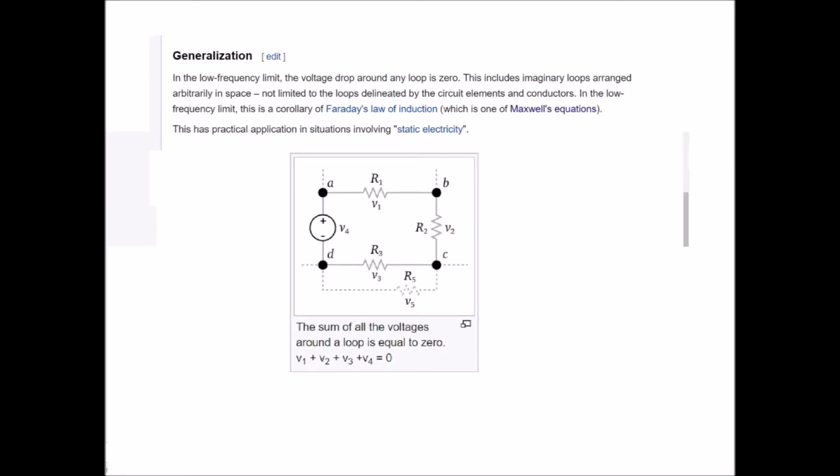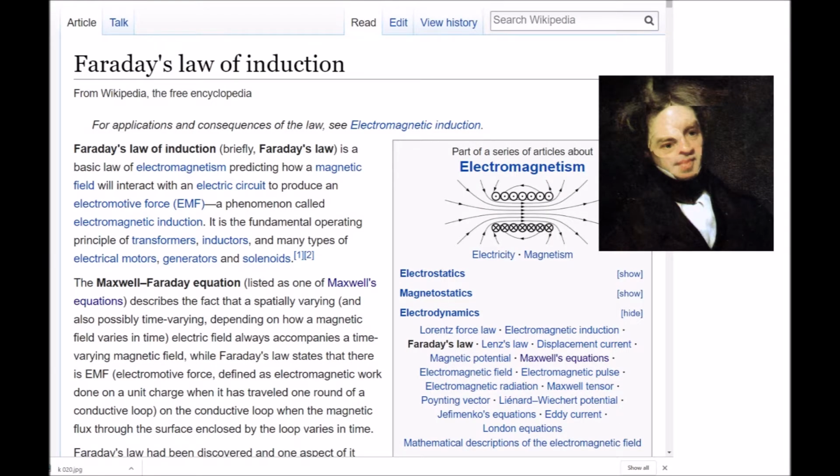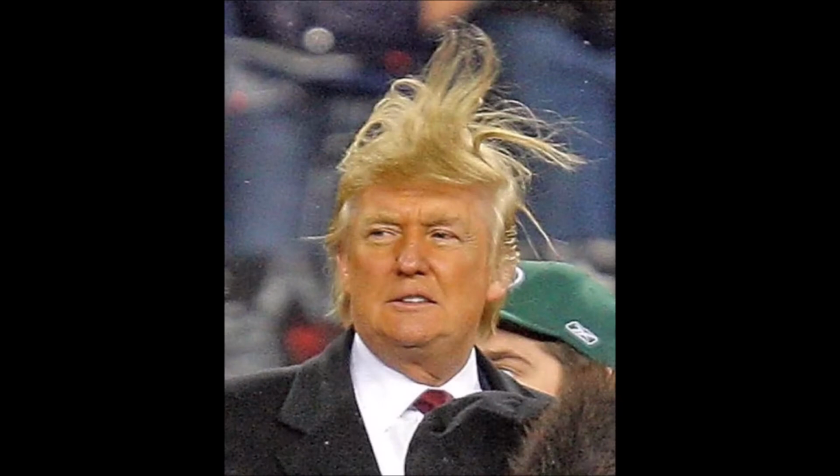Generalization. In the low frequency limit, the voltage drop around any loop is 0. This includes imaginary loops arranged arbitrarily in space, not limited to the loops delineated by the circuit elements and conductors. In the low frequency limit, this is a corollary of Faraday's law of induction, which is one of Maxwell's equations. This has practical applications in situations involving static electricity.